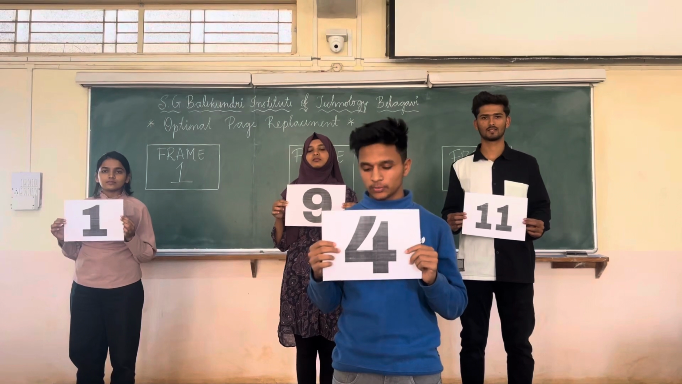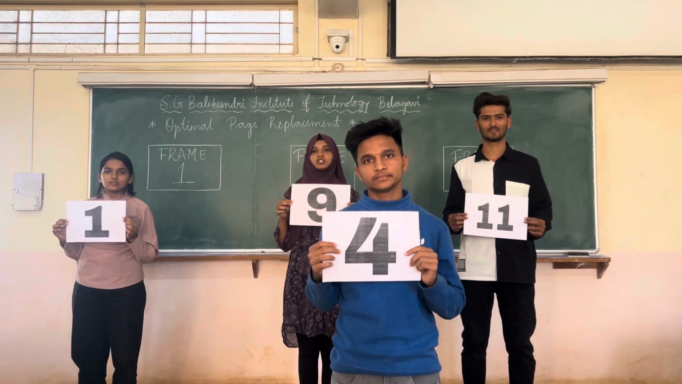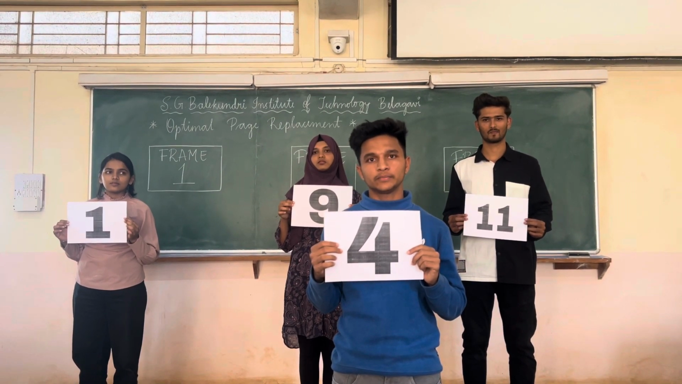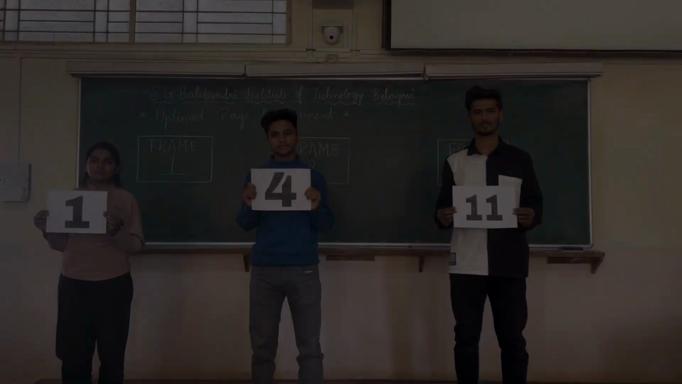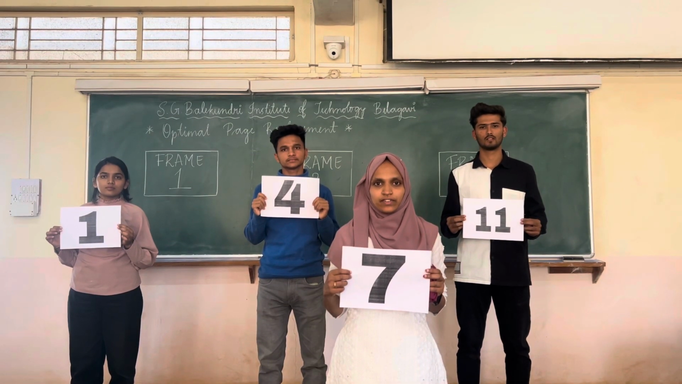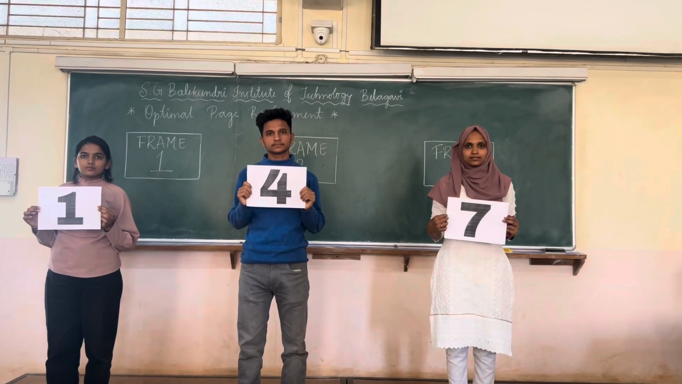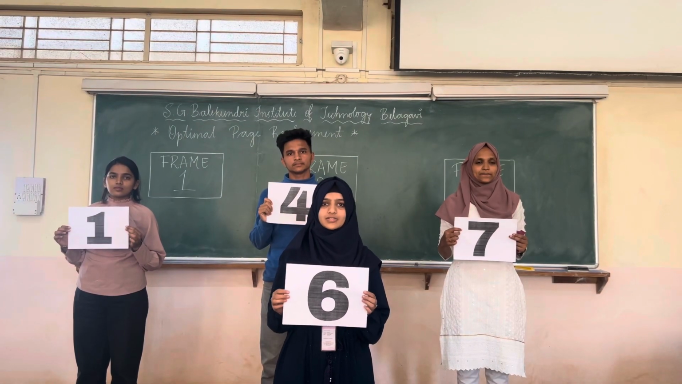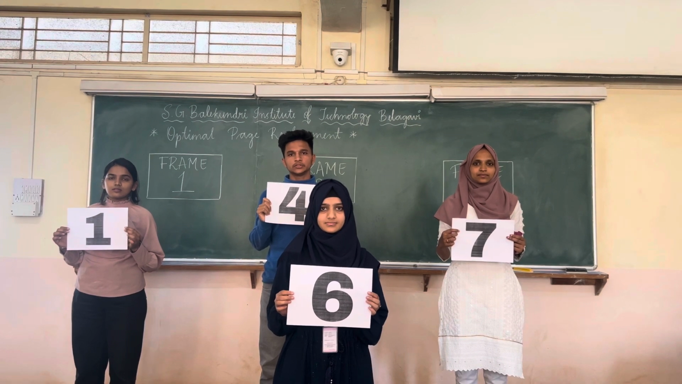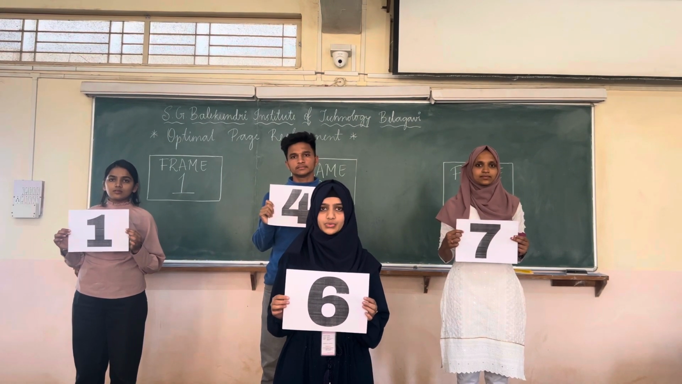The next request is for page number 4. As I am least used, I will be allocated in frame 2. Next request is for page number 7. As I am least used, I am allocated in frame 3. The next request is for page number 6. As I am least used, I will be allocated in frame 2.